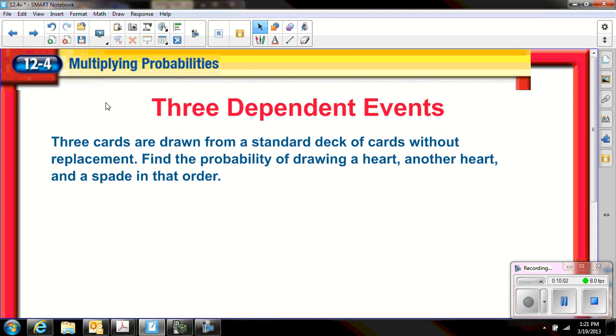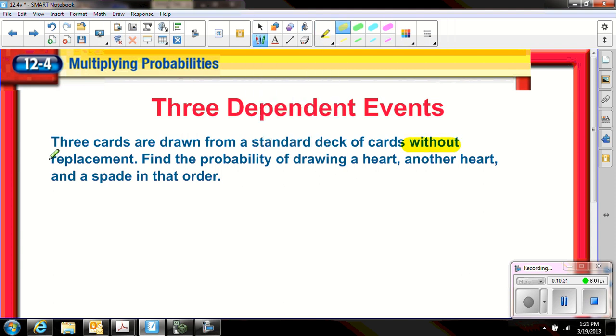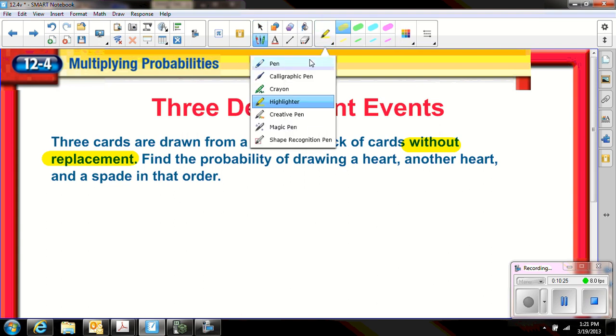Okay, let's try this again, this time with cards. Standard deck of cards. There's 52 cards in the deck. There are 4 suits: hearts, diamonds, clubs, spades. 13 cards in each suit. Let's suppose 3 cards are drawn from a standard deck without replacement. There's your keywords again, without replacement. Without replacement means the cards are not put back in the deck, so they're left out after they're picked.